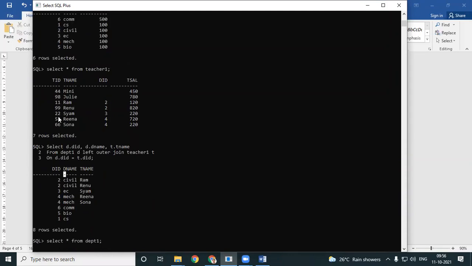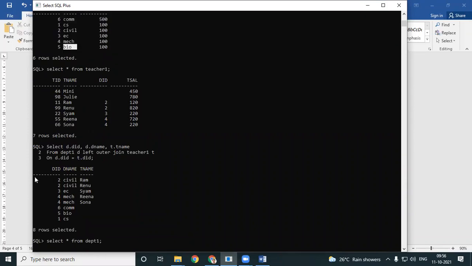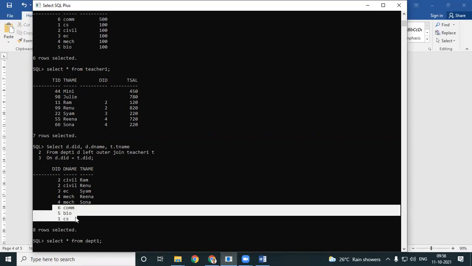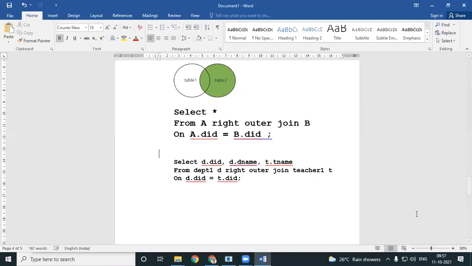Okay, if you look into a left outer join, it is the reverse. Left outer join, exactly the reverse happens. All the entries in my table 1. What is my table 1 department? Commerce, CS, bio, they do not have entries, but still they came. But Minnie, Julie did not come because it is a left outer join. I'm giving priority to my left table, not to my right table.